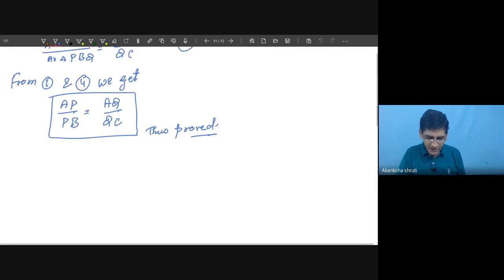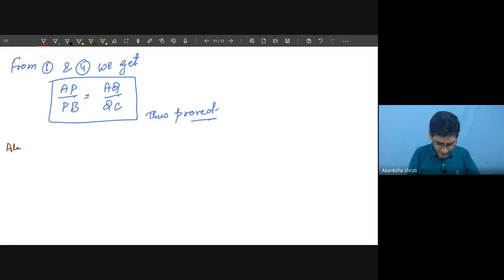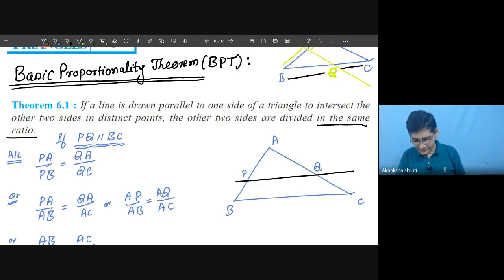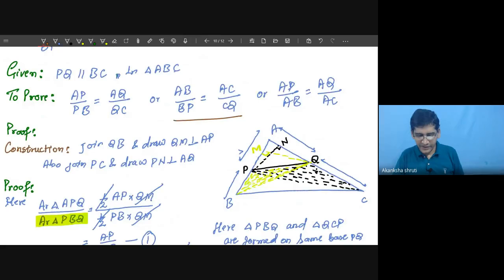So just proving this much is asked in the 3 marks. We can also prove the other ratio, like AB by BP is equals to AC by QC. This is the other ratio that we had written. See here, if you have doubt you can verify. It is this ratio I have taken: AB by BP or PB, same as AC by QC or CQ. This now I am going to prove.